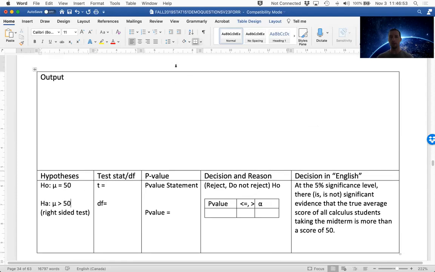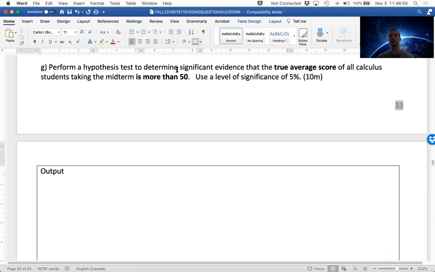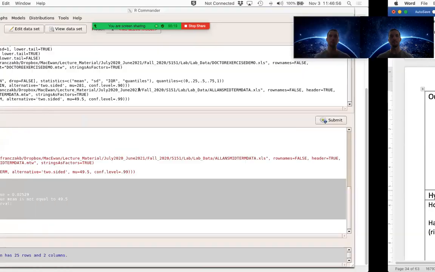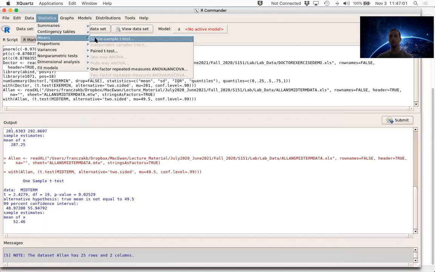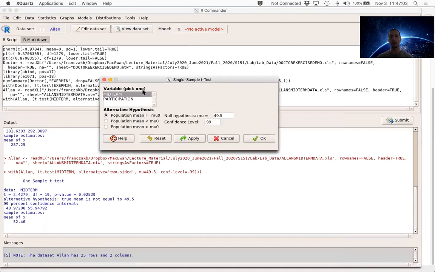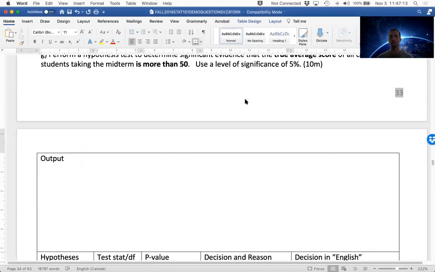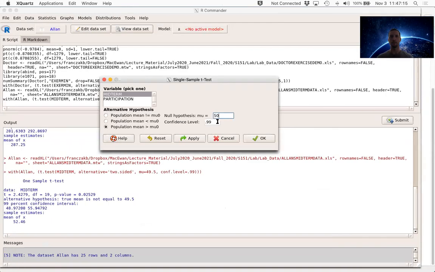So in Rcmdr, we're working with the same set of data. We're going to click Statistics, Means, Single-sample t-test. Now what we'll do is select the last option, population mean greater than mu naught. We'll change this to 50, and we'll change the corresponding confidence level to 0.95.